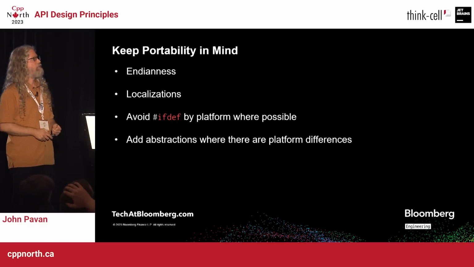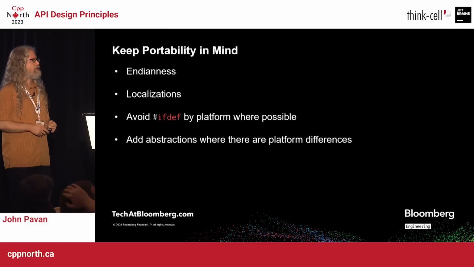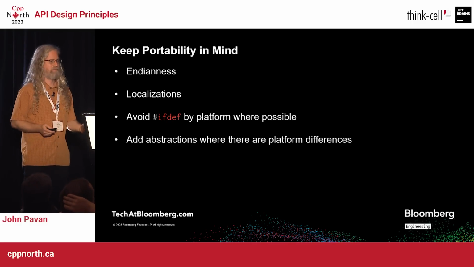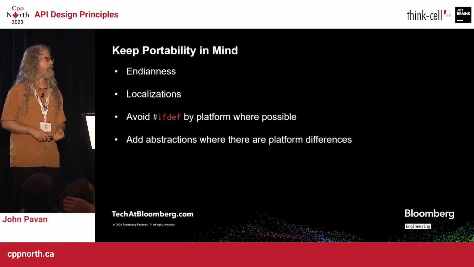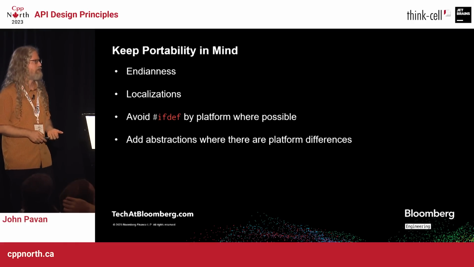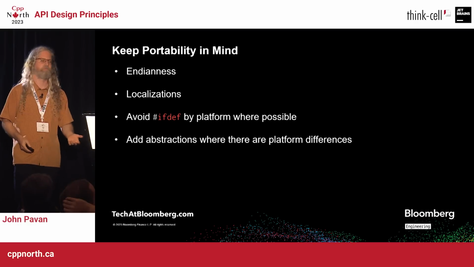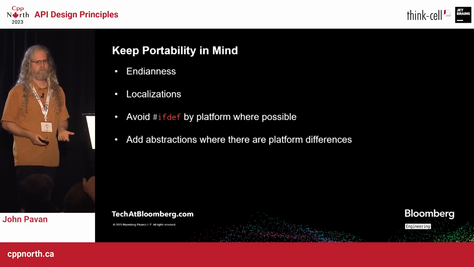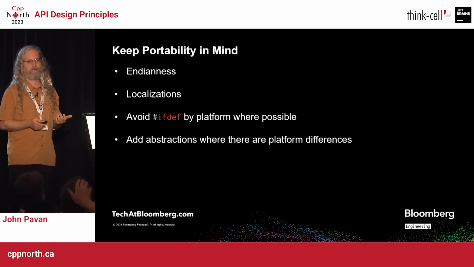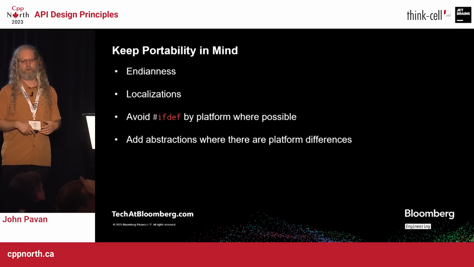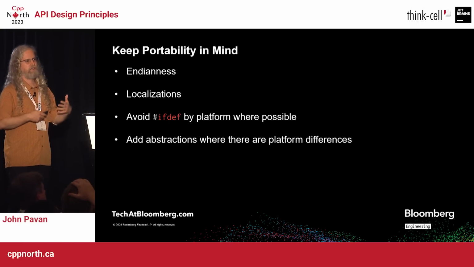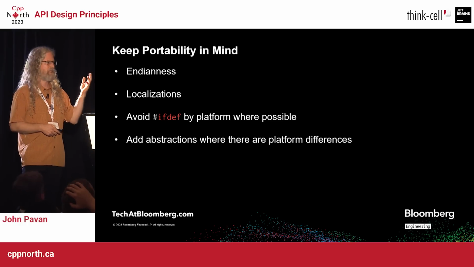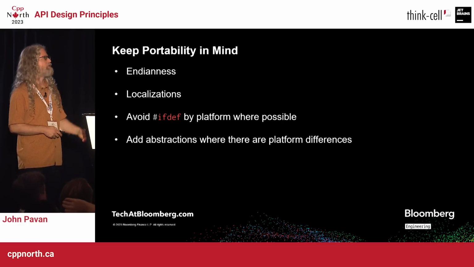You should try and keep portability in mind. The endianness of the underlying platform shouldn't be something that gets exposed through your API. Localization shouldn't be exposed through your API. Your API also shouldn't have if-defs by platform. These are all things that you should be able to hide in an abstraction underneath your API, so that someone who is using your library doesn't have to deal with all of these things or abstract all of these things away on top of your library.